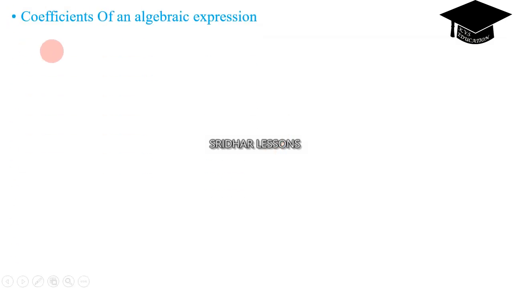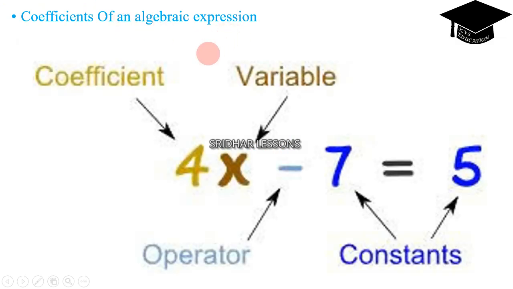Next one, coefficients of an algebraic expression. 4x minus 7 is equal to 5, for example. Here the minus symbol is called the operator. 7 and 5, tell me students, are constants. And here x is the variable and 4 is the coefficient.